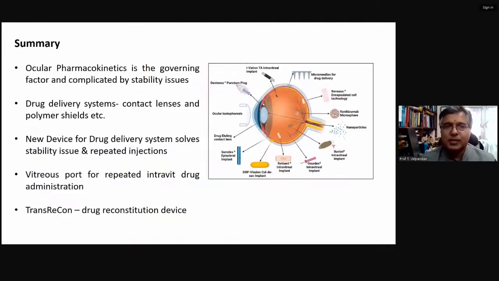To summarize, ocular pharmacokinetics is a governing factor, complicated by pharmaceutical stability issues. For drug delivery systems, we know there are contact lenses, polymer shields, drug-soaked intraocular lenses, etc. Apart from delivery devices, we have a sub-Tenon port for repeated vitreous administration and TransDecon for drug administration and constitution. These are some of our recent innovations which came from the RP Center.